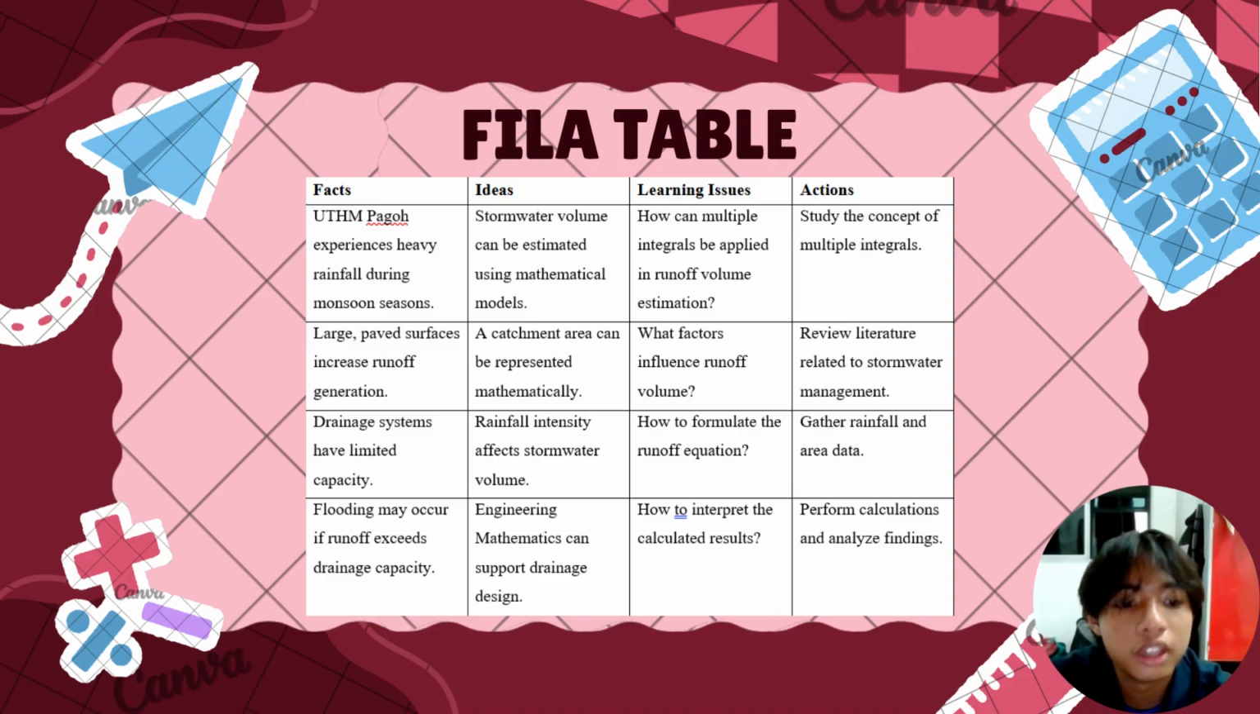review literature related to stormwater management, collect rainfall and area data, and perform calculations to analyze the findings. Overall, the FILA table serves as a guide throughout the project and helps ensure that all objectives are achieved systematically. That's all for me. Thank you.